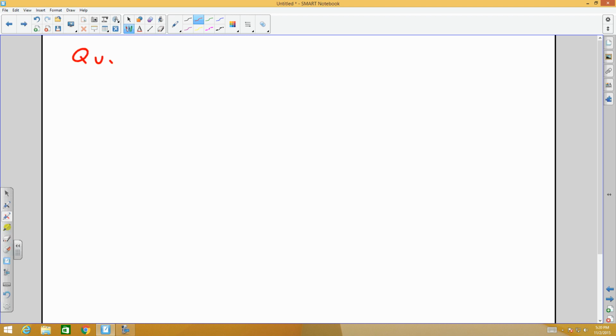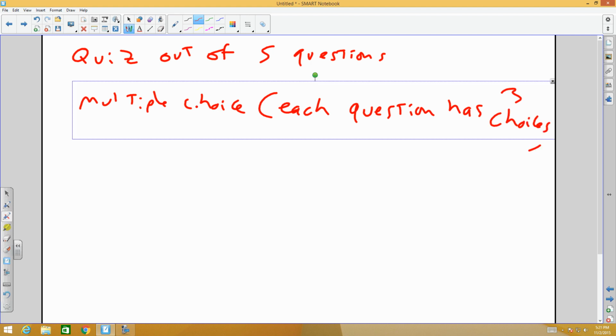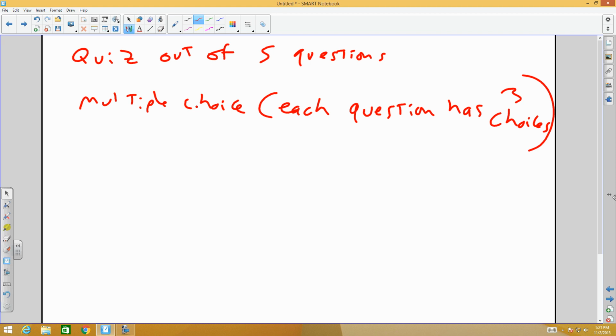Suppose you have a quiz out of 5 questions. Multiple choice. Each question has 3 choices. And the guy comes to the exam not ready. He doesn't know the answer to any one of them, so he randomly selects anything. What is the probability he will get all of them correct? All of them right. Get the full mark.